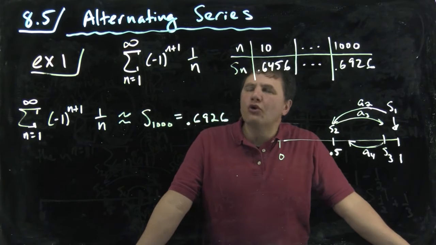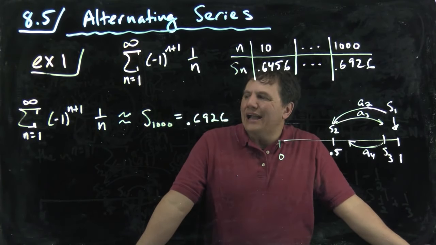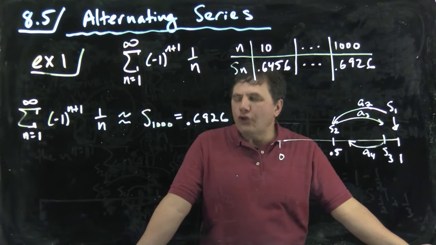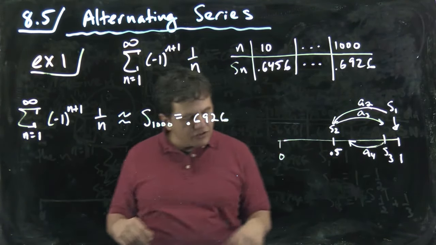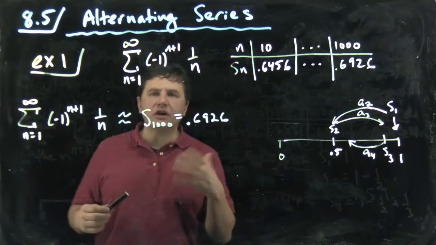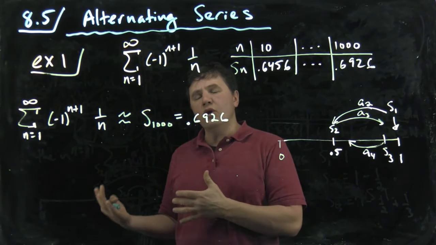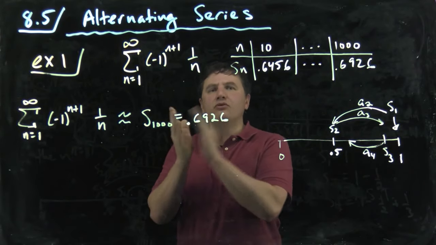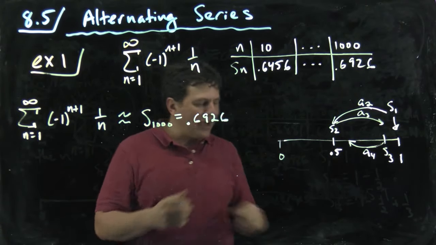0.6926. So the question becomes, how accurate is this? In other words, what's the error of our approximation? So just a couple of terminology things for this class. You might have done error in science class. Often you do relative error. In this class, we're always just talking about the difference between the actual and the approximation.